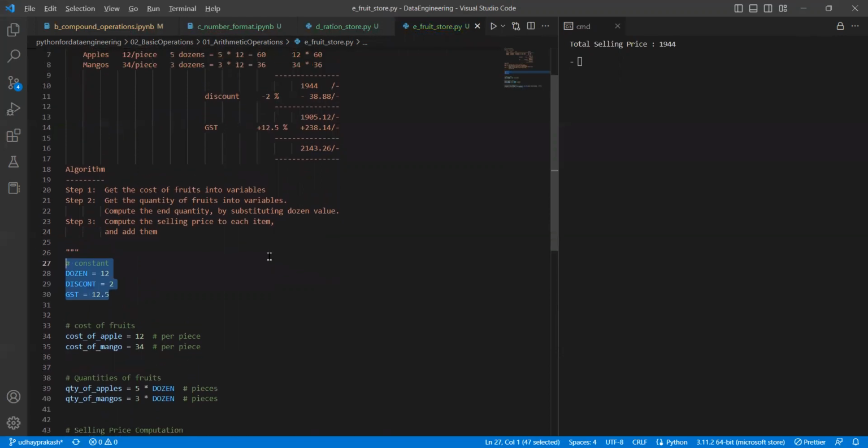So based upon this, we computed the selling price also. Now the next point is we need to calculate the discount, right? We need to calculate this discount amount and subtract it.